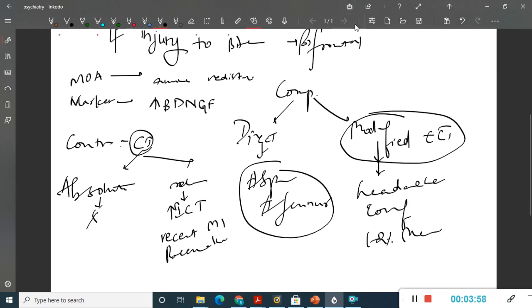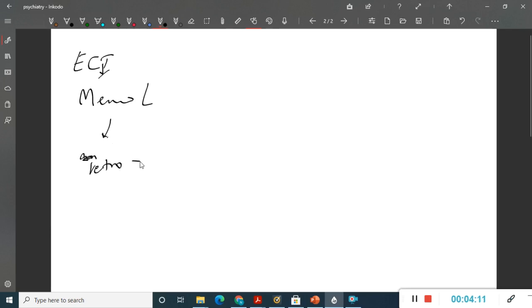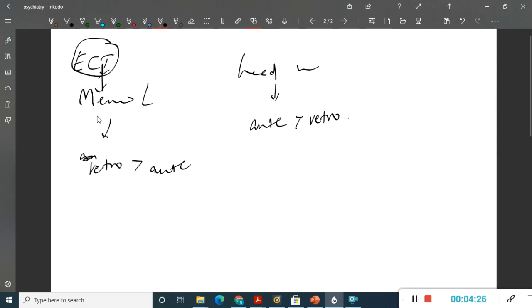The next important thing: in electroconvulsive therapy there will definitely be memory loss, and retrograde memory loss is more than anterograde memory loss. But in the presence of head injury, there will also be memory loss, where anterograde memory loss is more than retrograde. This you should remember: in ECT, retrograde is more than anterograde, whereas in head injury, anterograde is more than retrograde.